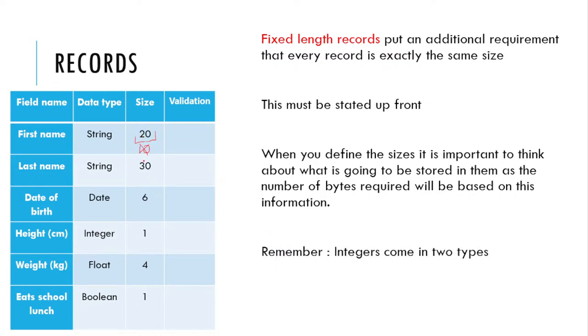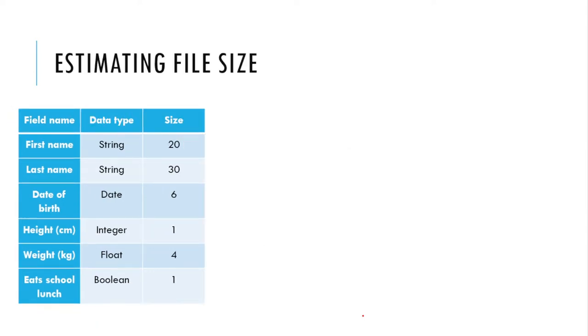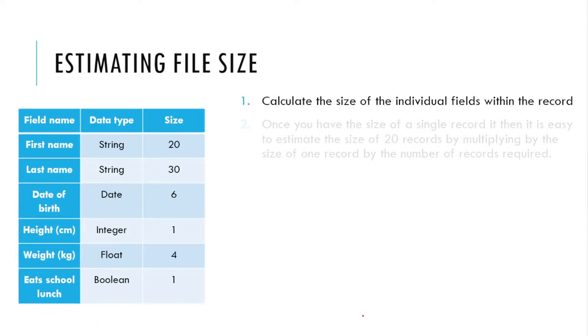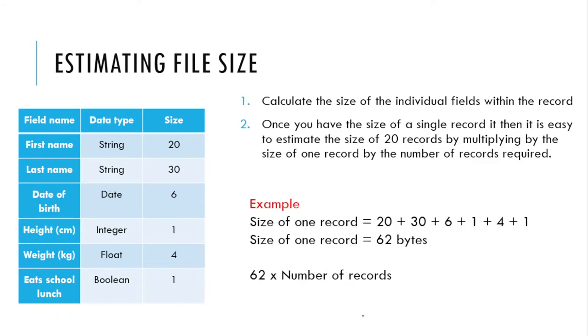And integers, you won't be asked about this, but integers come in two types. You've got signed and unsigned bits. So what do we use the sign for? Negative binary. But you won't get asked about that. So I'm going to skip past estimating a file size because, like I said, you just add it up.